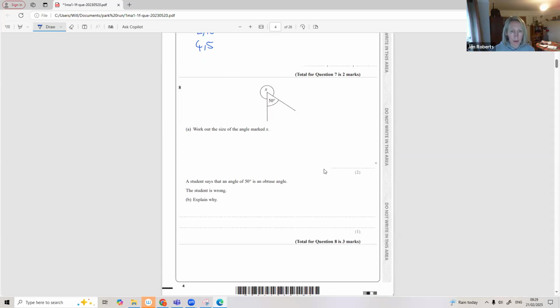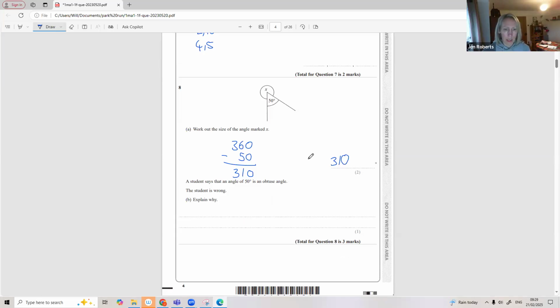Work out the size of the angle marked X. The angles around a point add up to 360, right? So we need 360 take away 50. You could work this out in your head if you want. 0 take away 0 is 0, 6 take away 5 is 1, 3 take away 0 is 3, so it's 310 degrees.